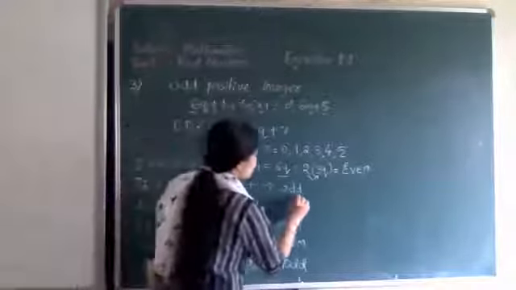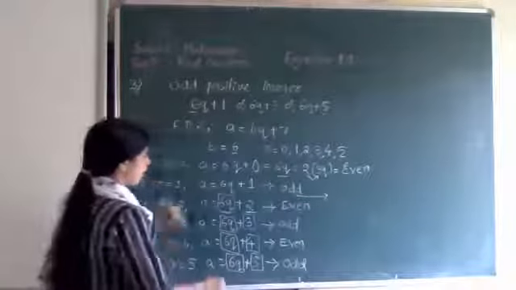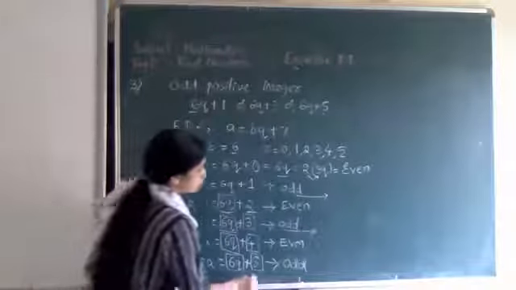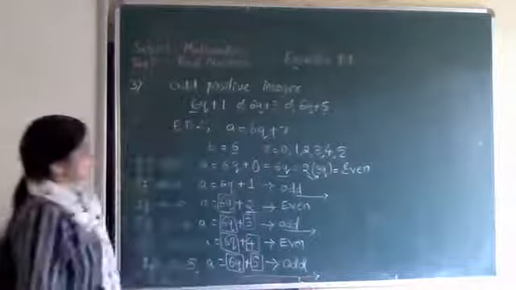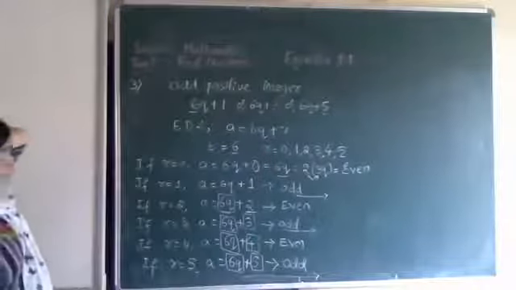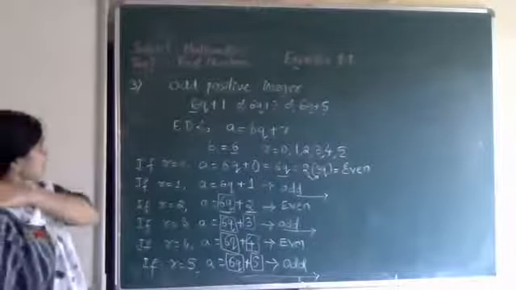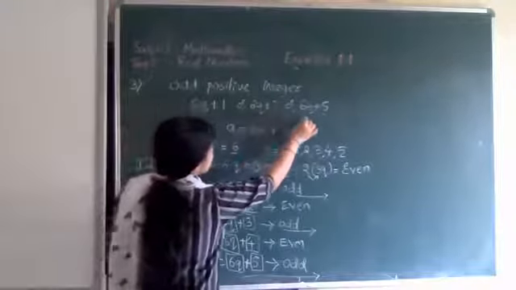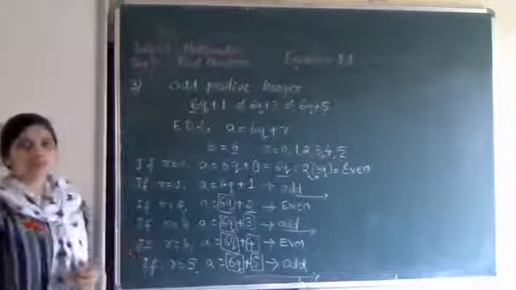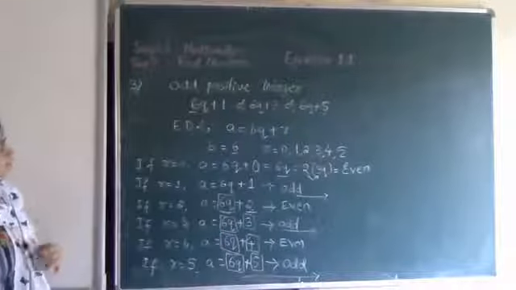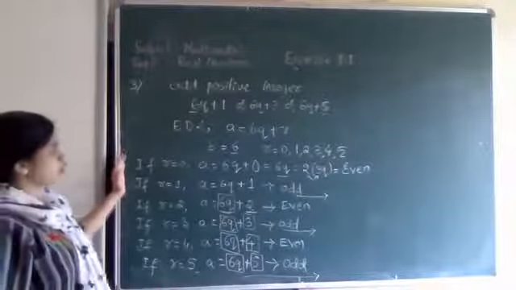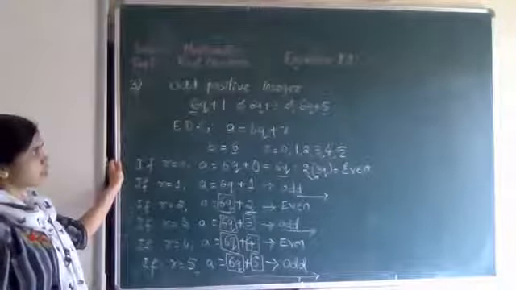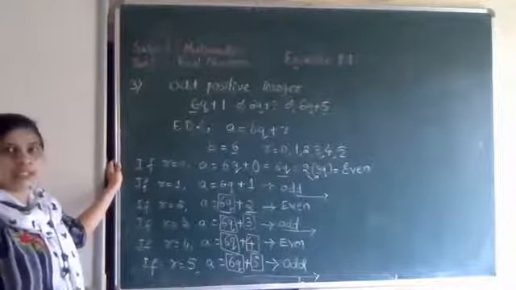Here 6q plus 1 is odd, 6q plus 3 is also odd, and 6q plus 5 is also odd. What have they told you? We have to prove that. Show that 6q plus 1, 6q plus 3 and 6q plus 5 are all odd positive integers.